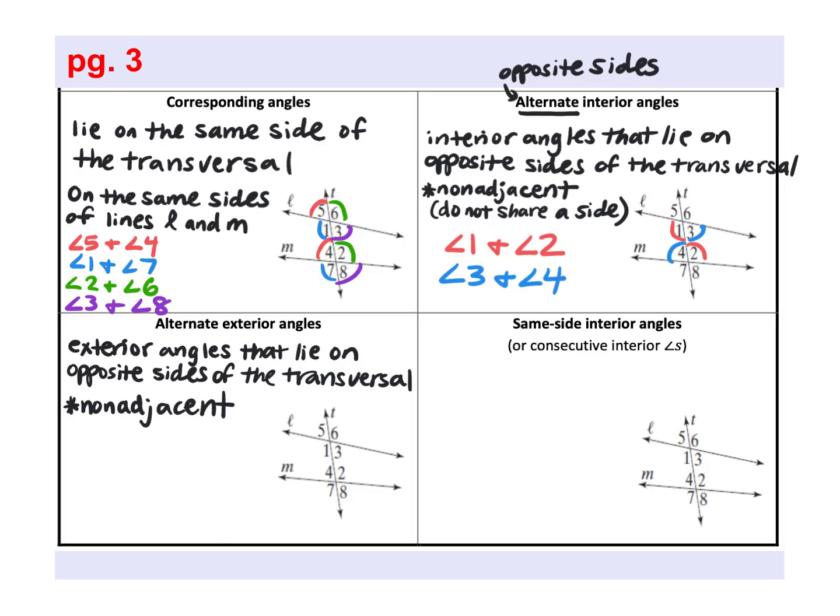Next, we have alternate exterior angles. There's that word alternate. And then exterior tells us we're outside the lines. So these angles are exterior angles that lie on opposite sides of the transversal, and they're non-adjacent. So if I pick like angle 5 right here, the alternate exterior angle with angle 5 is angle 8. And then let's look at another pairing. Let's go angle 6 and angle 7.